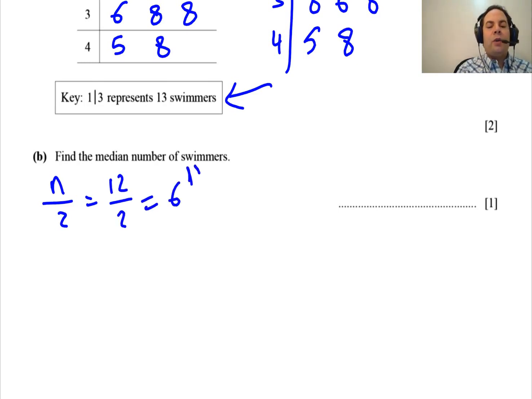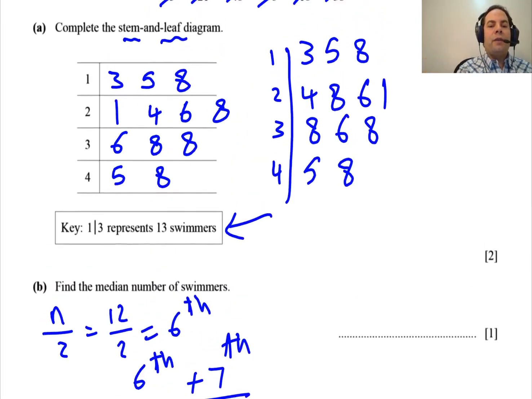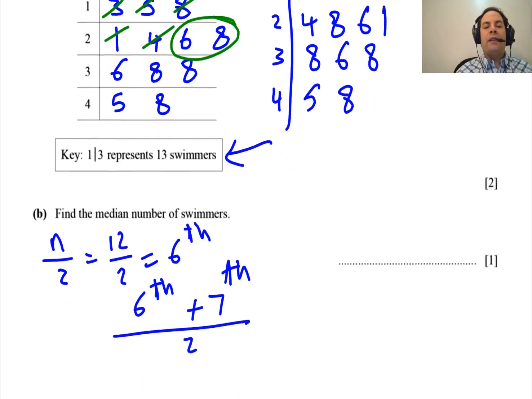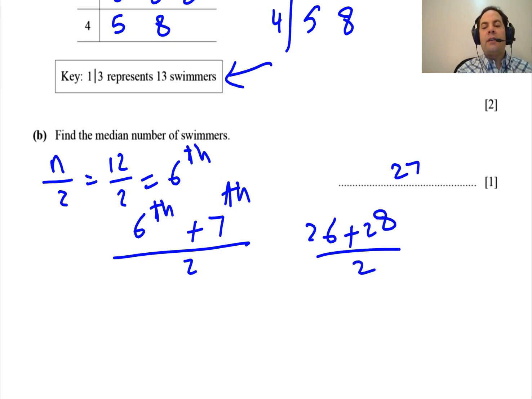If your answer is a whole number, this means you have to get the 6th and the next, the 7th, then find their average. If you go up, the first one, 1, 2, 3, 4, 5, 6, and 7. So 6 and 7, but the original numbers are 26 and 28. So 26 plus 28, then divided by 2. The answer is 27. This represents the median.